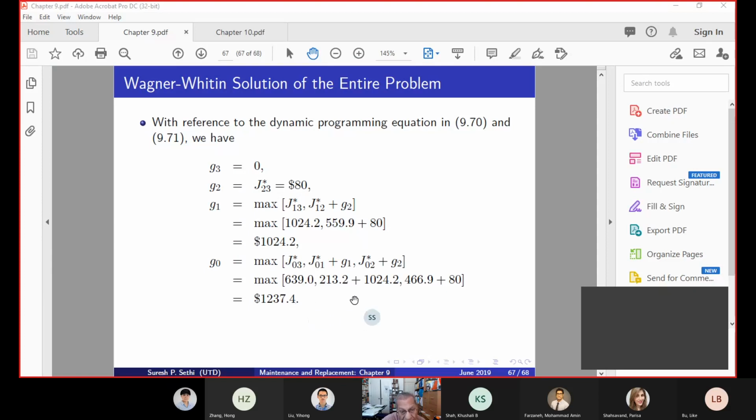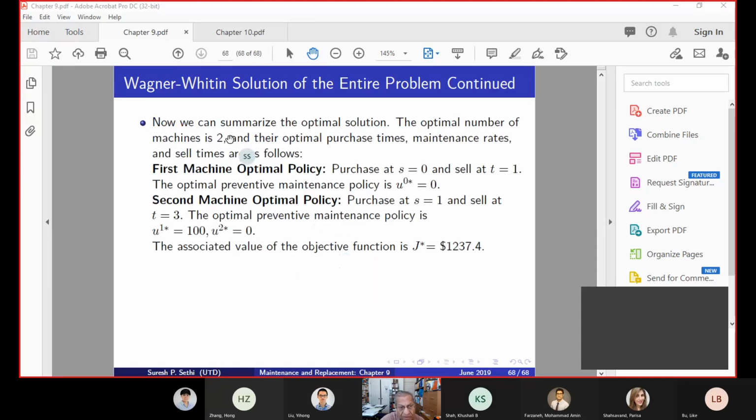This 1, 2, 3, 7.4 comes from this middle. So I'm now going backward to construct the solution. This G0 was obtained this way, and that one came from this T02. So that came from this 10,002. Now we can summarize the optimal solution. The optimal number of machines is 2. The optimal purchase time and maintenance is as follows. The first machine, I purchase S equal to 0 and sell at T equal to 1. So that means 2 periods, period 0 and period 1.